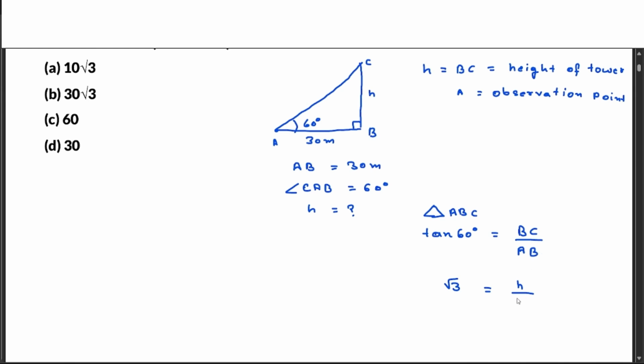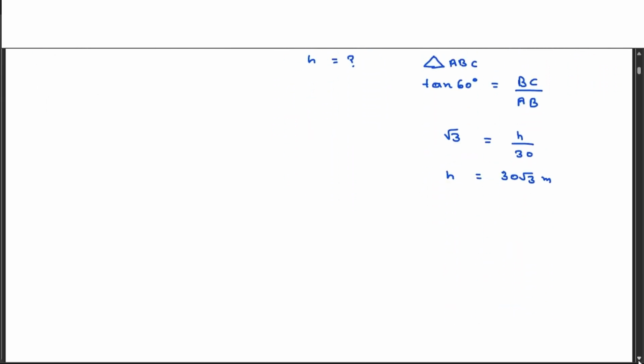AB is given as 30 meters. So by cross multiplication, H is equal to 30√3 meters. This means option B is correct. That is the height of the tower. Hope you have understood this one.